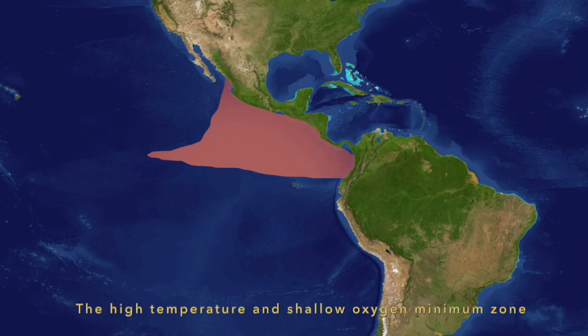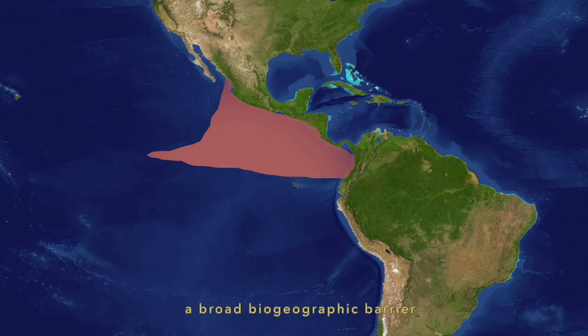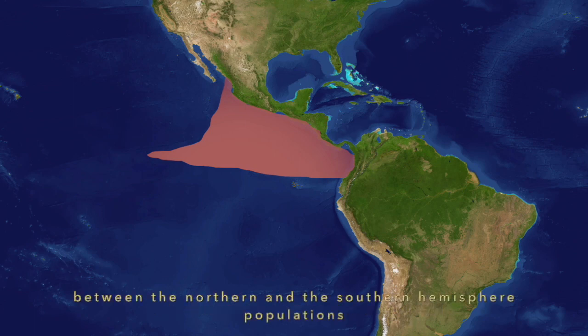The high temperature and shallow oxygen minimum zone in the eastern tropical Pacific represents a broad biogeographic barrier between the northern and the southern hemisphere populations.